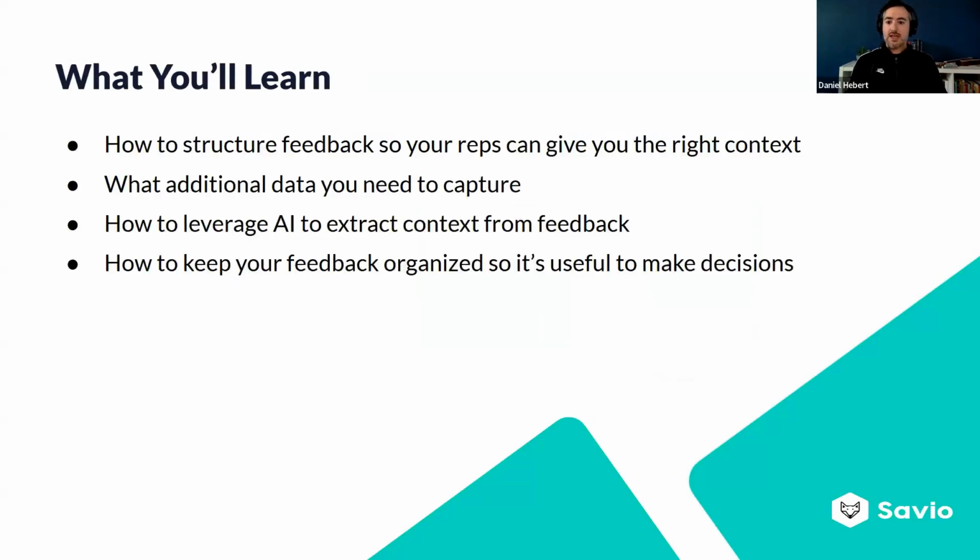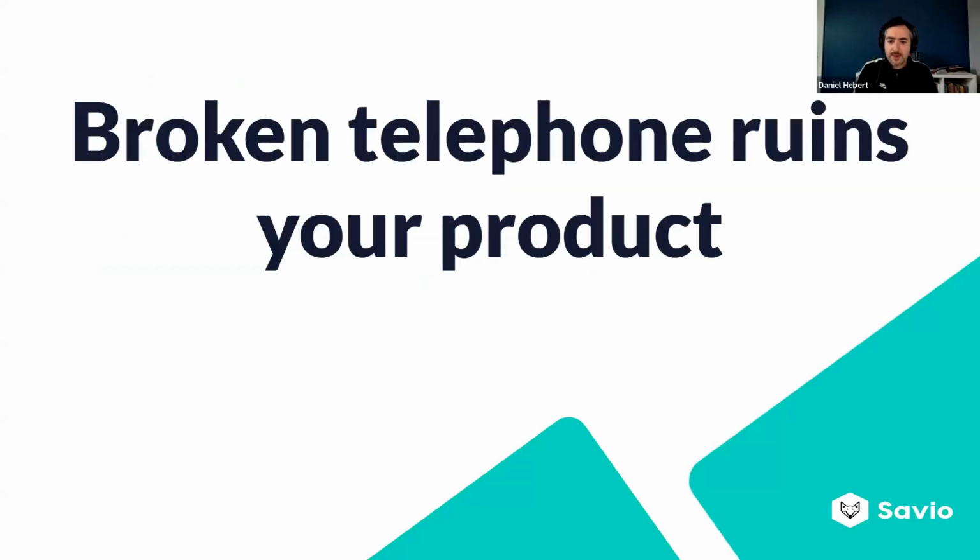So what we'll learn today is how to structure feedback so your reps can give you the right context as they are giving you feedback. What additional data you need to capture that would be helpful for product. How to leverage AI to extract context from this feedback. The game has changed a lot in the last couple of years with AI and tools, so there's a lot more that you can do here with AI than you were able to do before. And then how to keep your feedback organized so that you can actually use it, make sense of it, all of that stuff.